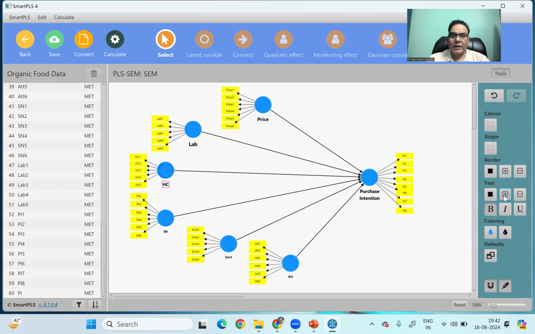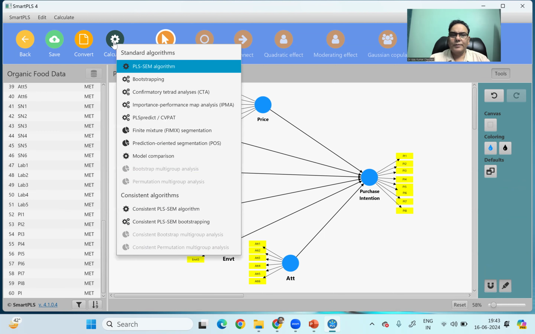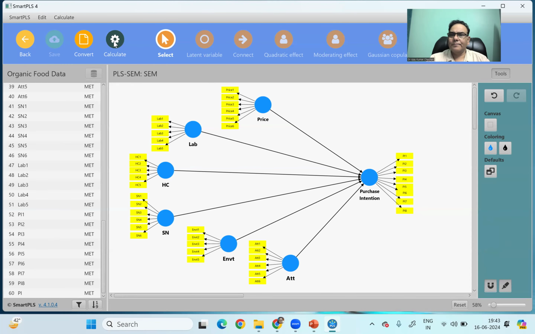HC stand for health consciousness. SN stand for subjective norms. Environment consciousness. And this is the attitude. After making the diagram, click on the calculate. इसको पहले सेव कर लेते हैं.